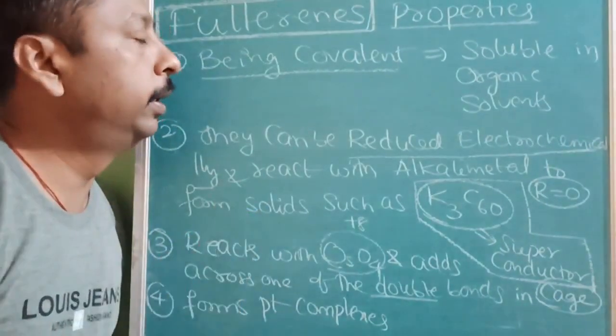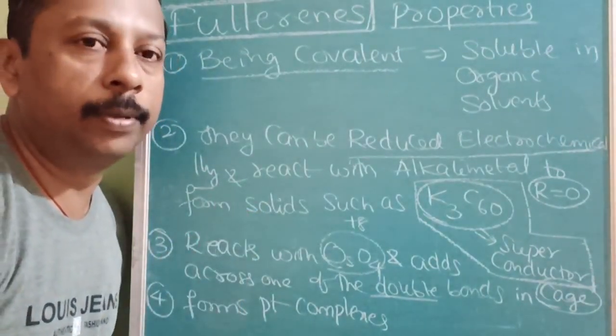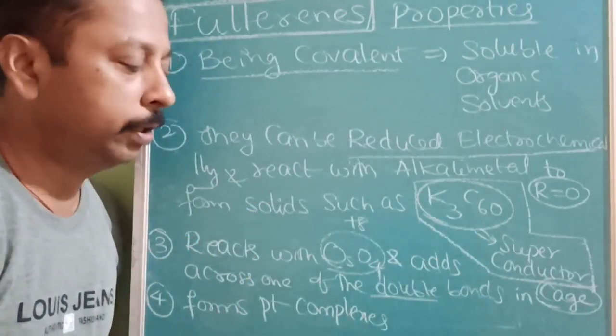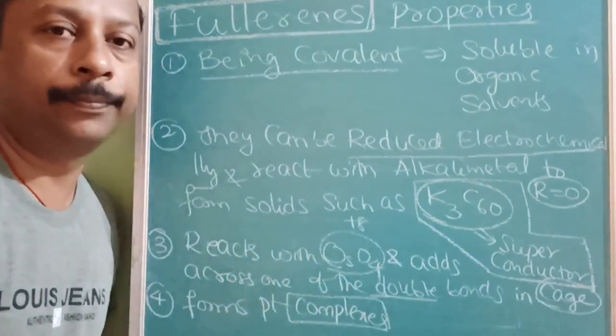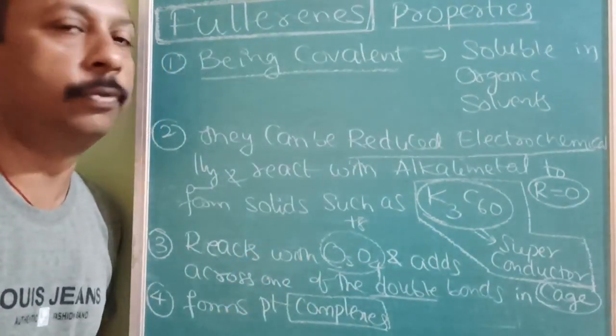It is chemically reactive when compared with diamond and graphite. It reacts with them to form complexes. Okay, this is about the properties of fullerenes.